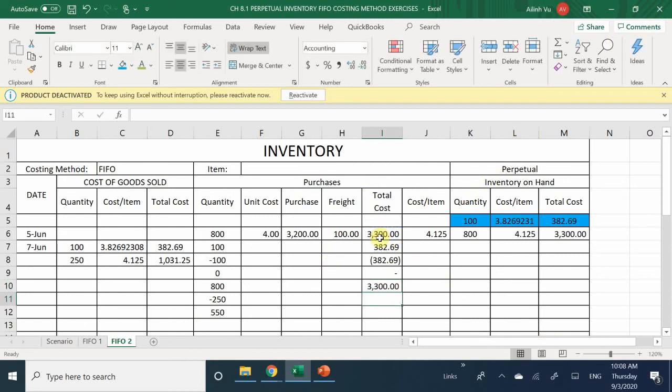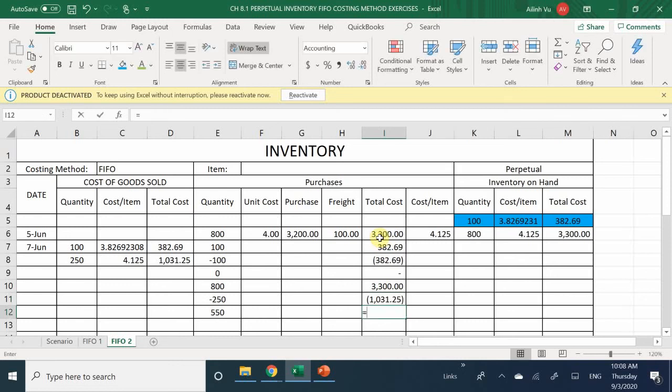Minus, subtract the 1,031.25. And we get how much? I don't have the figure. 3,300 minus 1,031.25 was 2268.75. Good. Then you transfer the 550 on the inventory. We're updating the inventory on hand. That would be 550. And then we put up the 2268.75. That's how I understand it.